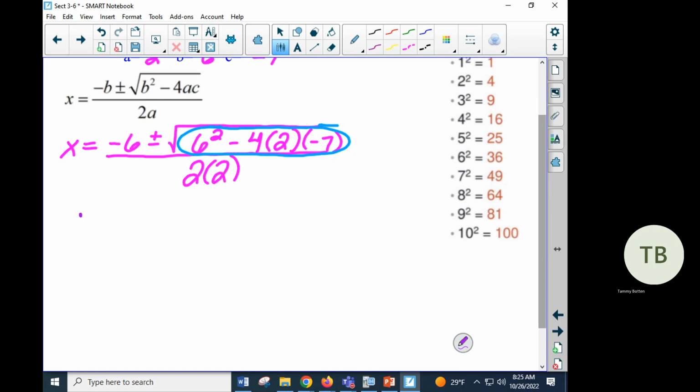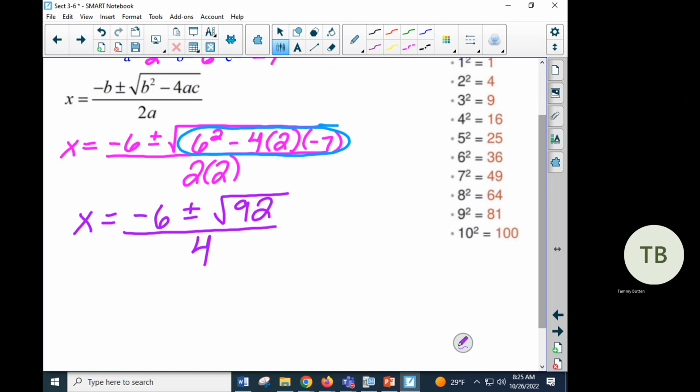Okay. So that'd be 36 minus 54. So did you get like negative something? 92. Negative 90. No, just 92. Oh, because that's plus. I get it. All right. So negative 6 plus or minus the square root of 92 all over 2 times 2 is 4.